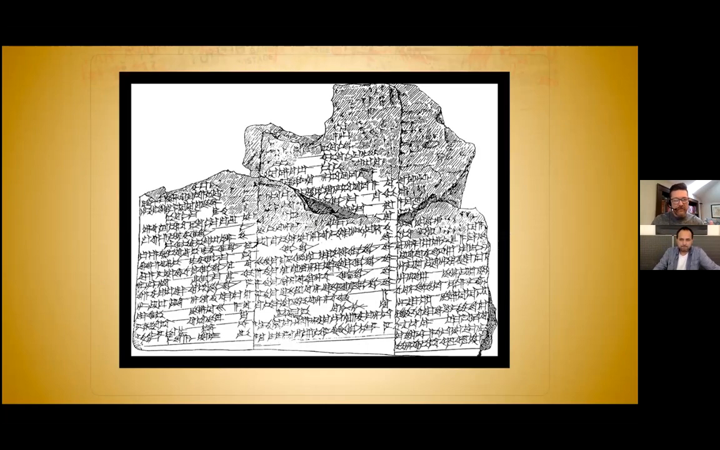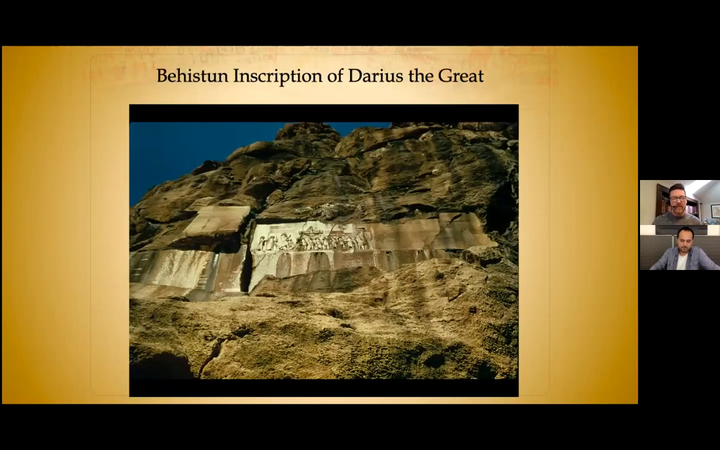So like hieroglyphics had to be deciphered, cuneiform also had to be deciphered, and there was an inscription that helped scholars to unlock how to read that was actually found in Persia.